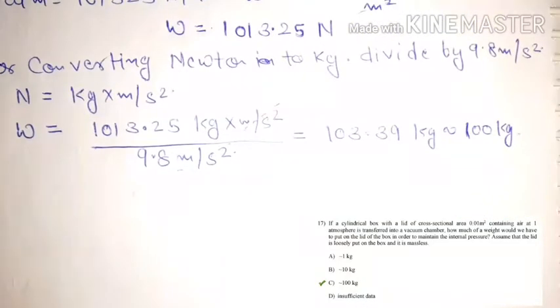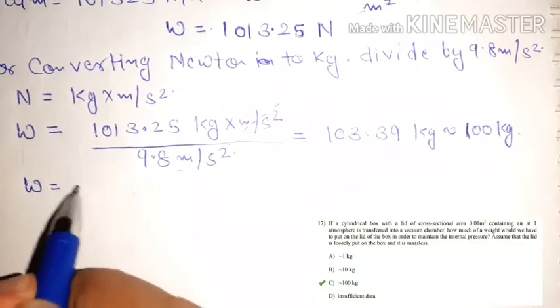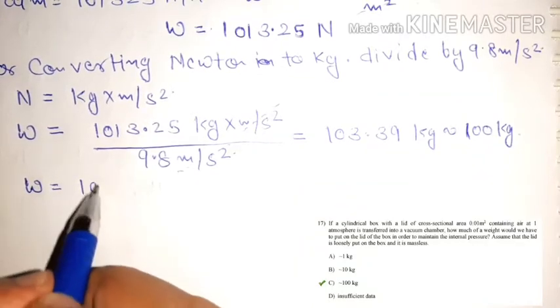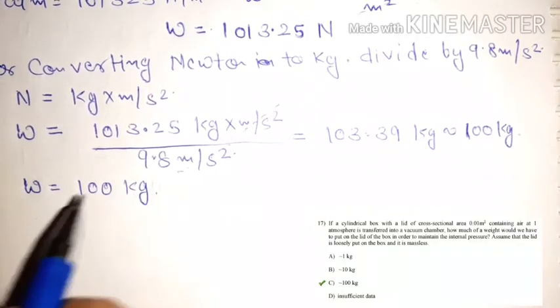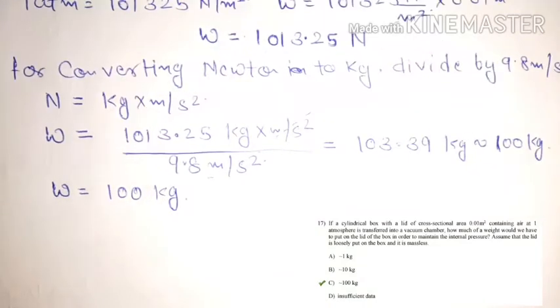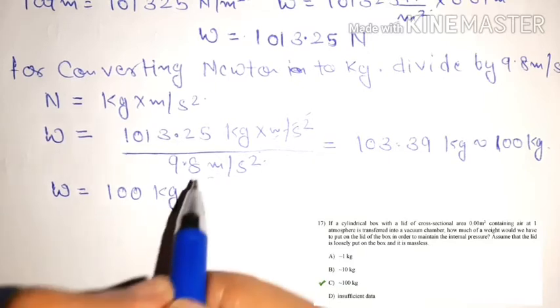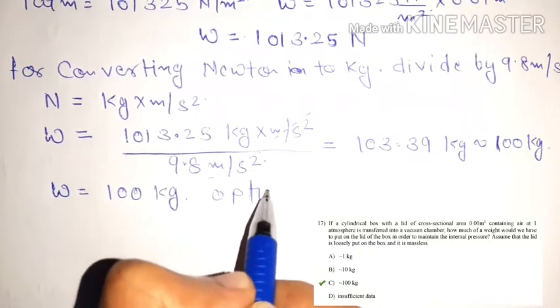Understand? So the weight required is 100 kilogram. So in a vacuum, when you put 100 kilogram on the lid, then it maintains its original position on a cylindrical box. Understand? So this is your option number C.